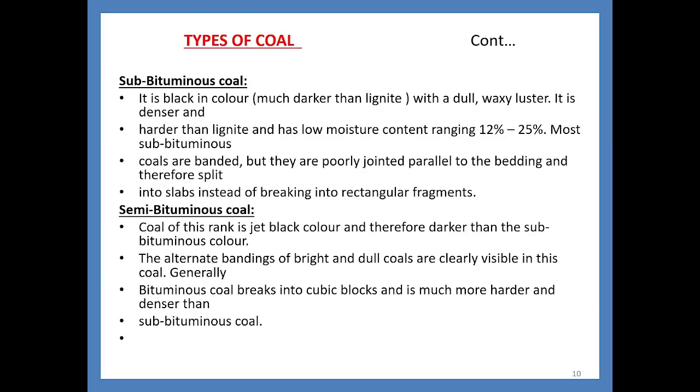Types of coal, the other ones are subbituminous coal and bituminous coal. There is a difference in color, much darker than lignite. And bituminous coal of this rank is jet black in color. The alternate banding of bright and dull coals is clearly visible in this coal.